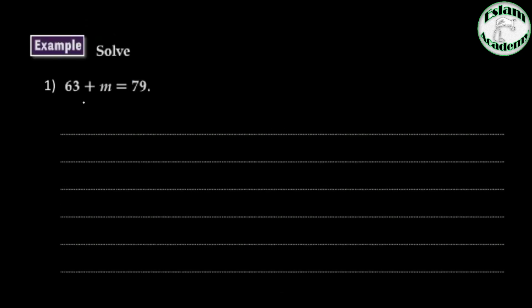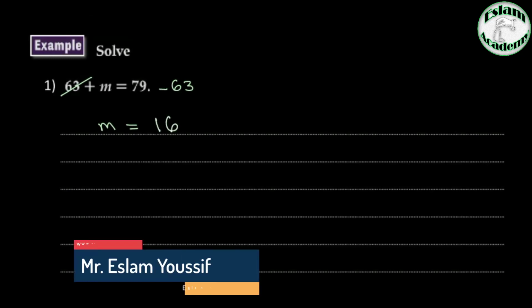In this problem we have an adding sign. For a subtracting sign we use the inverse operation, which is addition. In this one, 63 is positive, so we use the inverse sign, which is negative 63. Then M is equal to 79 minus 63, which equals 16.